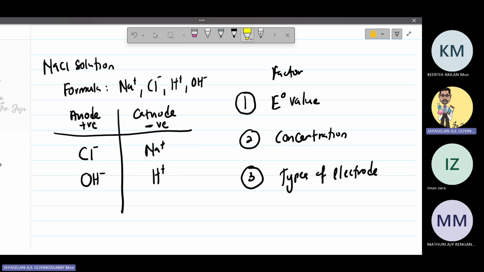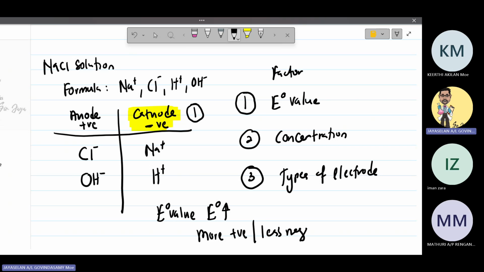Okay, apa you kena ingat? Cathode. Bila perkataan cathode, voltaic cell ke, electrolytic cell ke, cathode always remember factor 1. Cathode sahaja factor 1. So, apa factor 1? Factor 1 E naught value, you ambil E naught value paling tinggi. Tetapi bila you uraikan, you bagi tahu E naught value more positive ataupun less negative.